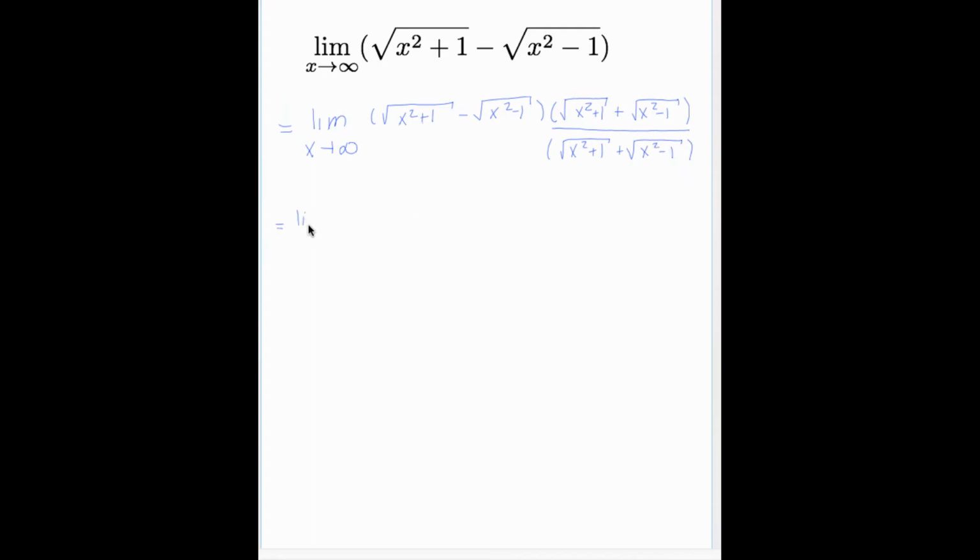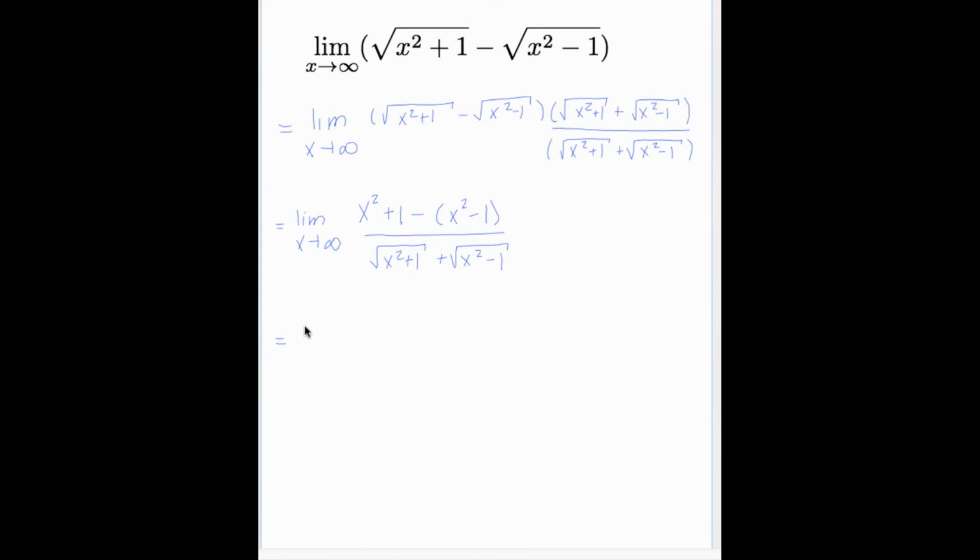So now let's go ahead and multiply out on the top and see what we get. On the top we get root x squared plus 1 times root x squared plus 1. That gives us x squared plus 1. And then we get plus root x squared plus 1 times root x squared minus 1, minus root x squared plus 1 times root x squared minus 1. So those terms cancel. And then we get minus root x squared minus 1 times root x squared minus 1, which gives us minus the quantity x squared minus 1, all over the quantity that we multiplied by: root x squared plus 1 plus root x squared minus 1.